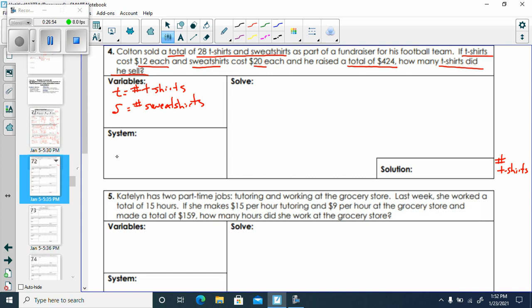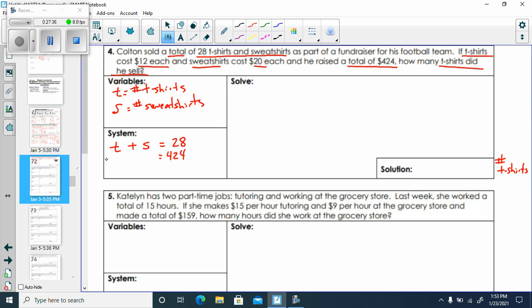Now let's write our two systems. We need two equations, don't we? Colton sold a total of 28 t-shirts and sweatshirts. Okay, couldn't I say the number of t-shirts plus the number of sweatshirts is equal to 28? That's the total number he sold, right? Okay. Then it says if t-shirts cost $12 each and sweatshirts cost $20 each, he raised $424. So the total amount he has is $424. That's money, right?